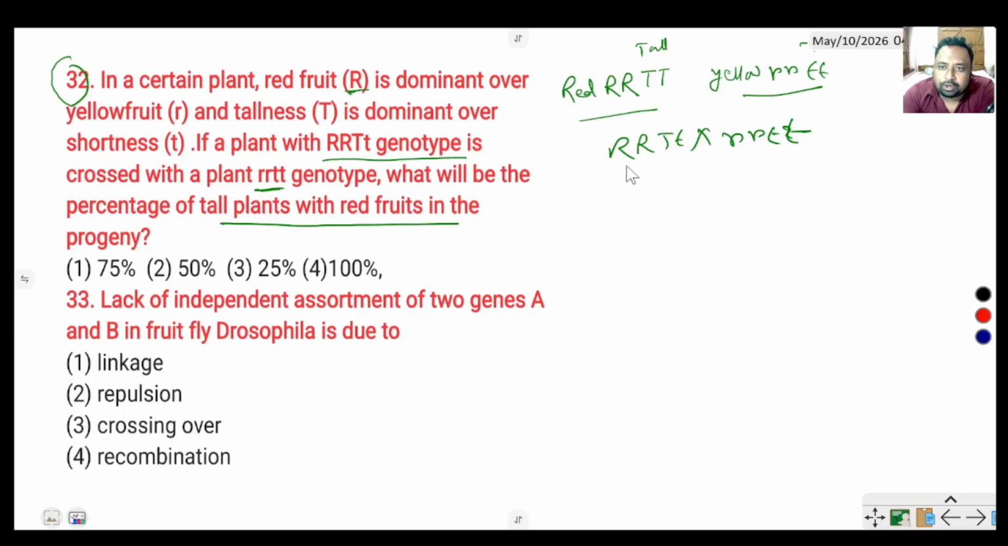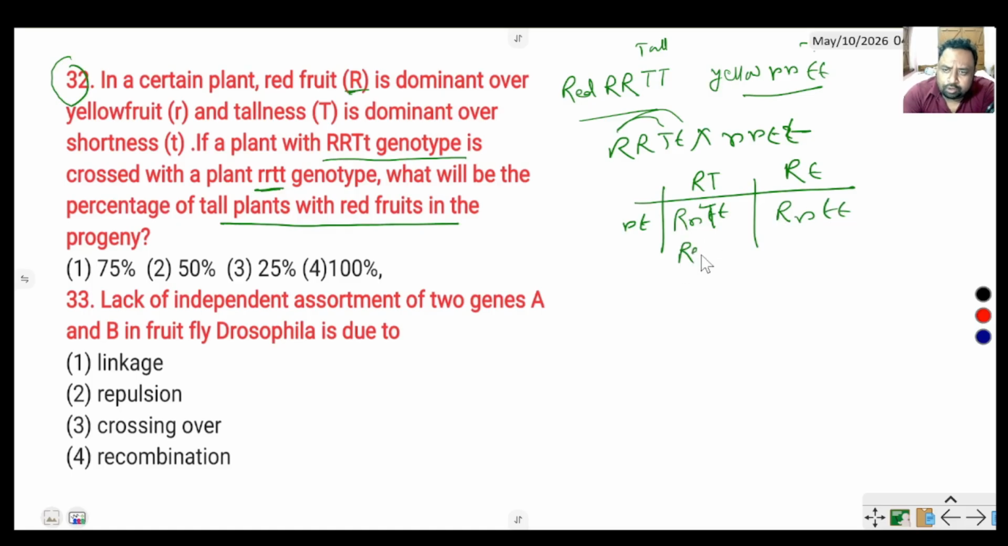Percentage of tall plants with red fruit. Here RT is crossed with RT and rT. Clear? So here R, T, T, and R, T, T, T, and R, T, T. So red fruit and tall plant become 50%. 50% of plants become red fruit and tall plants, that is 50%.